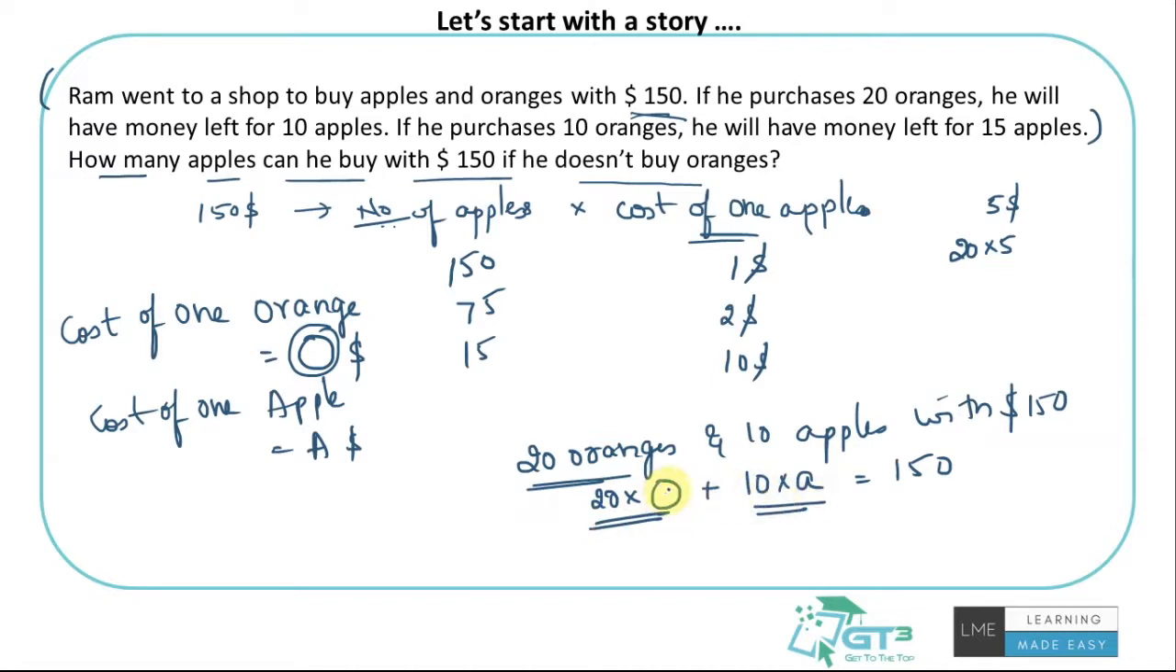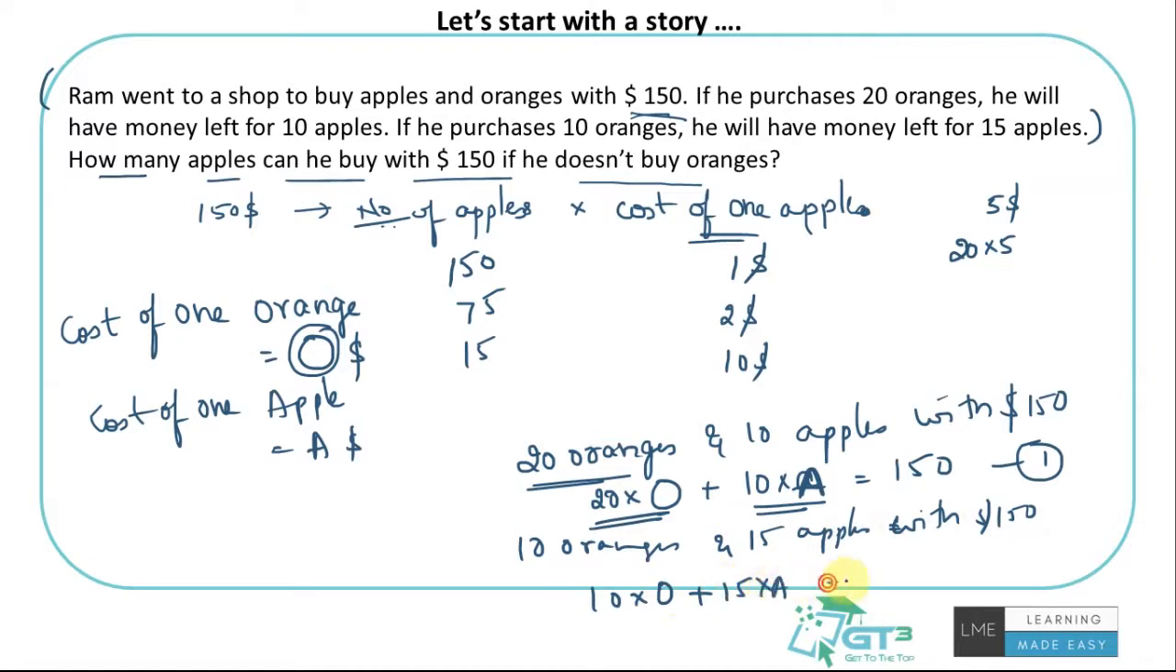One orange costs O, so 20 oranges cost 20 into O. One apple costs A, so 10 apples cost 10 into A. He spent money on these two only, so this sum has to be 150. Similarly, he purchases 10 oranges and 15 apples with 150. That's the other situation, so I can write another equation: 10 into O plus 15 into A equals 150.